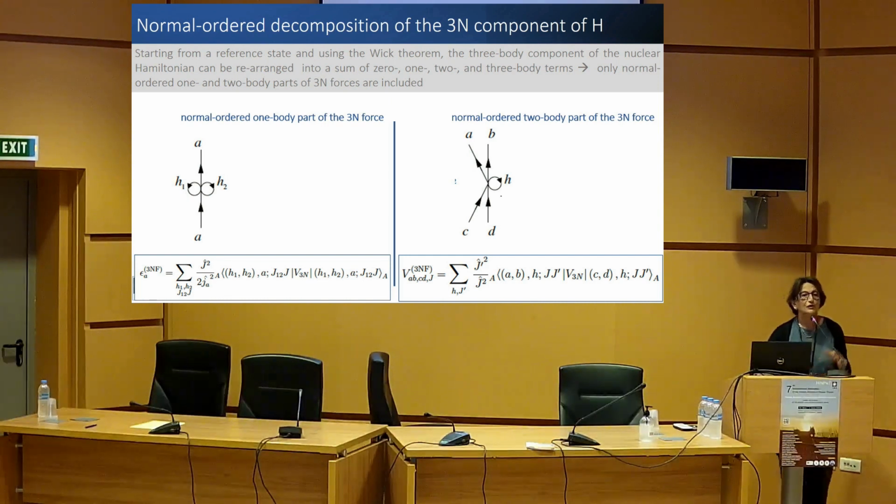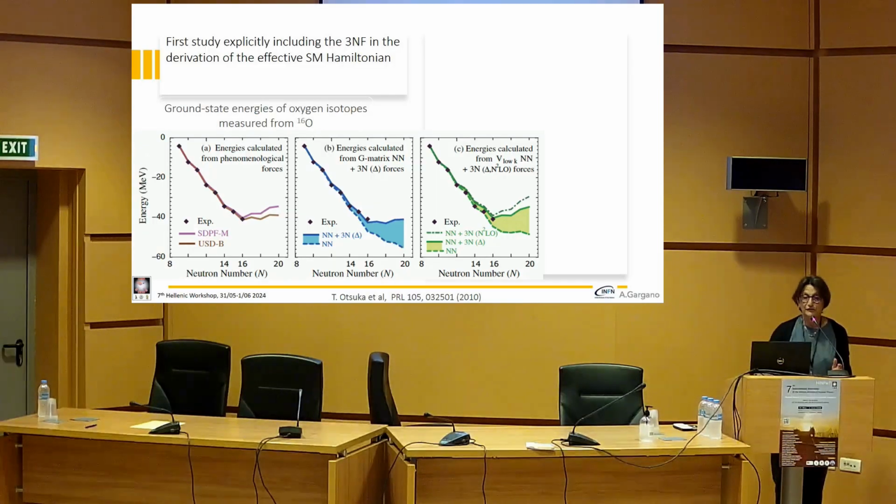The first calculation using chiral potential and this normal order decomposition of the three-body force was performed by Otsuka and collaborators for the sd nuclei, in particular to explain the drip line in oxygen isotopes and the so-called anomaly in oxygen. Namely, anomaly means the fact that the drip line is very close to the stability line. As you may see here, when you use the phenomenological interaction, the famous USD interaction, the binding energies are very well reproduced, and the drip line is located at N equals 16.